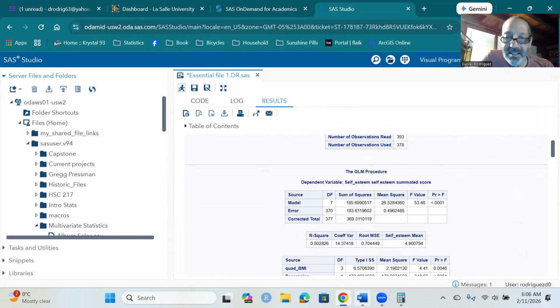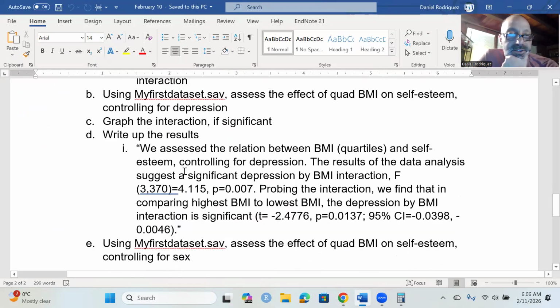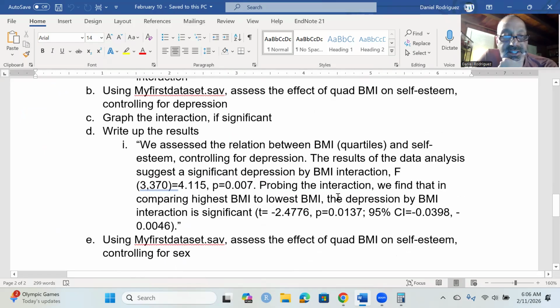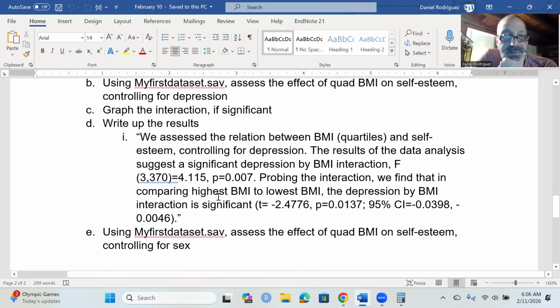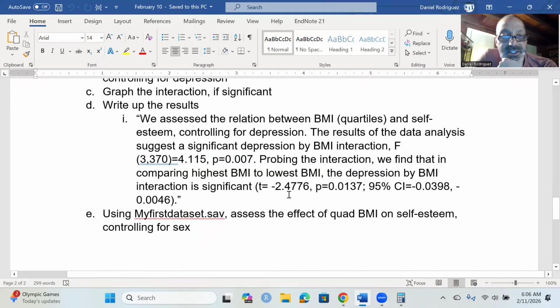Okay, let's go back and see what else I wanted to do. So we would write up our results. We assess the relation between BMI quartiles and self-esteem, controlling for depression. The results of the data analysis suggest a significant depression by BMI interaction. Probing the interaction, we find that comparing highest BMI to lowest BMI, the depression by BMI interaction is significant. And you get the T value, the P value. You always write the T value, the P value, and then the confidence interval here.